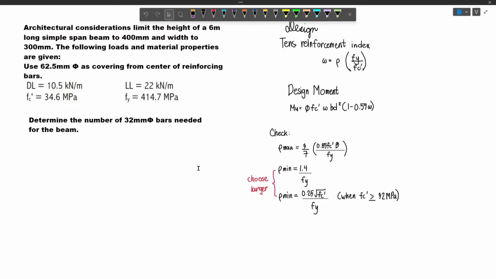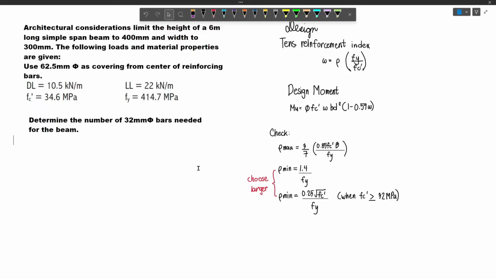62.5 ang atong covering from center of reinforcing bars. Our DL is 10.5, our fc' is 34.6, ang atong LL is 22 kN per m, and our fy is 414.7. Now we have to determine daw the number of 32 mm diameter bars needed for the beam. Kani siya essentially design ni siya nga problem because gipangita na ang number of bars na ultimately makuha na once makuha na ang area sa tension reinforcement.